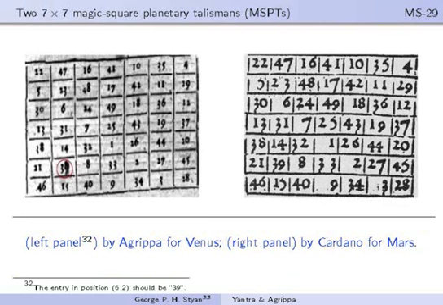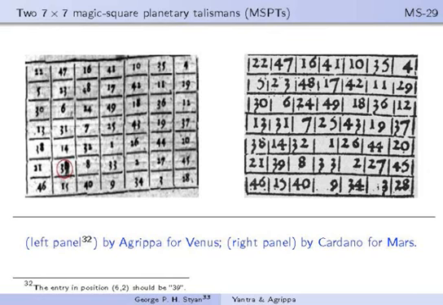And again the 7x7s, the same magic square, on the left by Agrippa for Venus, albeit with a typo, and on the right by Cardano for Mars. The Cardano one appears to be without a typo, and you can see the problem with that 39 in the red circle.